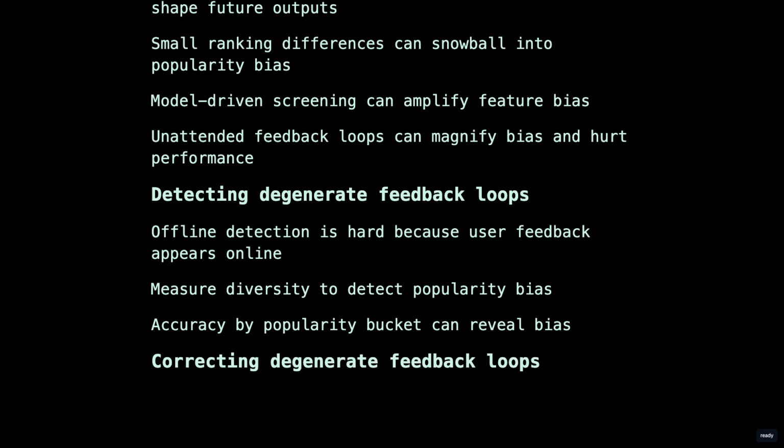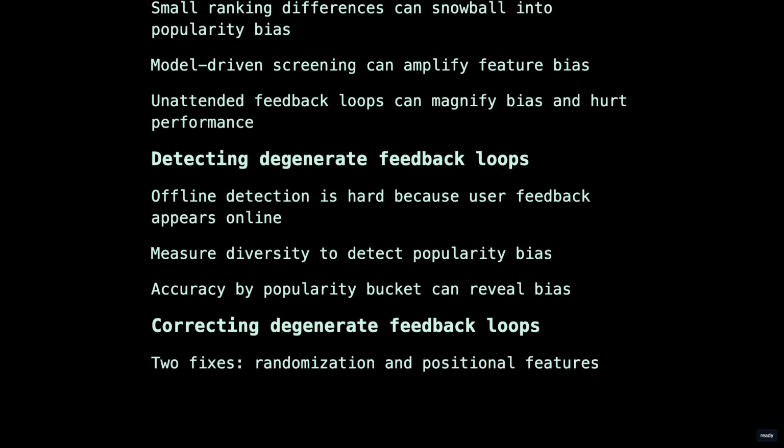Once the loop is visible, the goal is to reduce the self-reinforcement without destroying usefulness. Two practical ideas are randomization and positional features. Both methods try to separate true item quality from the behavior caused by exposure. One changes what users see, and the other helps the model account for where an item was shown.